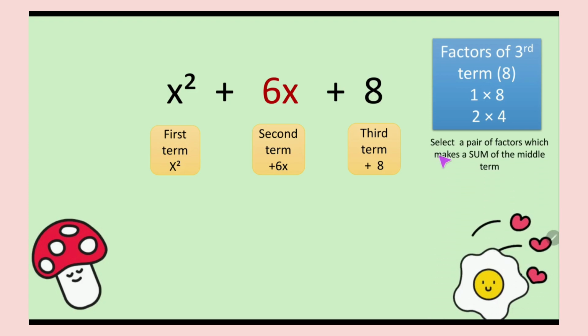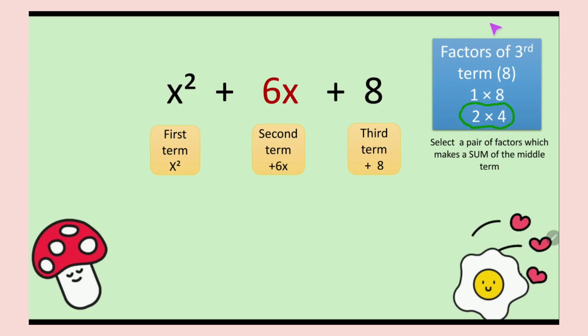And then select a pair of factors which makes a sum of the middle term. This is the middle term, that is the second term. Out of these two pairs, which makes a sum of 6x, that is 6? 2 and 4, 2 plus 4 is 6, isn't it? So this pair makes up a sum of the middle term. So we will select that.